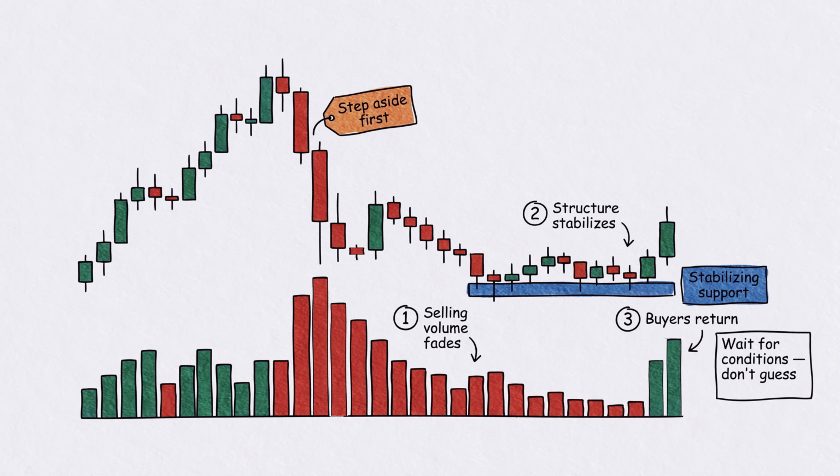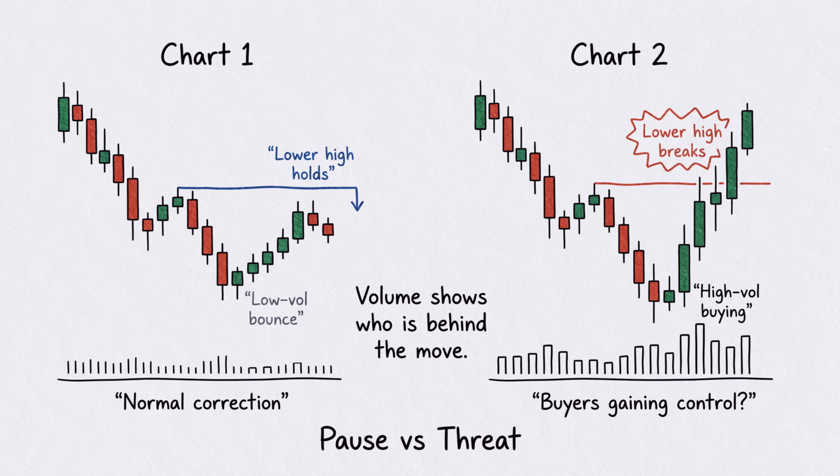The practical rule: in an uptrend, low-volume pullback with intact structure and buyer re-engagement is usually an opportunity. High-volume pullback breaking structure is a warning to step aside. In a downtrend, low-volume bounces are normal corrections for the short side. High-volume bounces breaking lower highs are a warning that buyers may be gaining control.